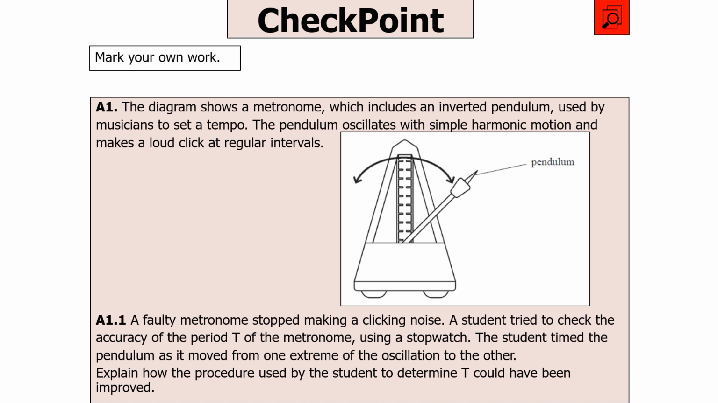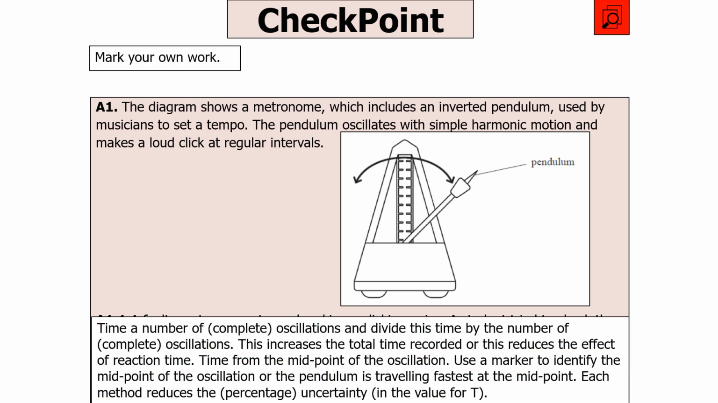Right, in this first one, you've got to understand that timing a number of complete oscillations and dividing by this number will reduce your percentage uncertainty, because it increases the time recorded and therefore reduces the effect of the reaction time. You should always time from the midpoint of the oscillation because that's when it's moving the fastest, so it's easiest to identify.